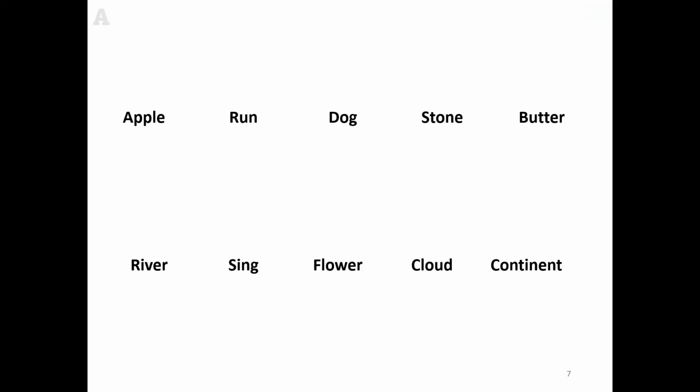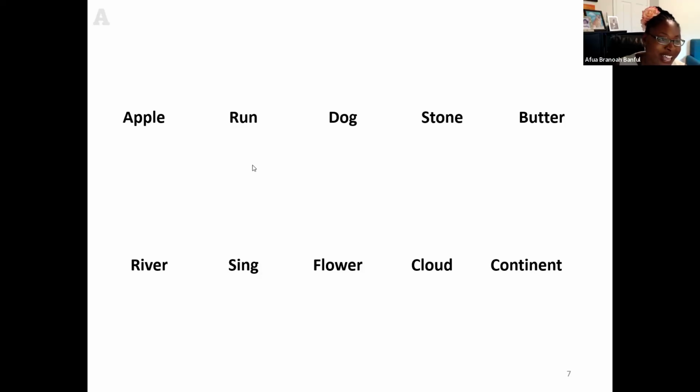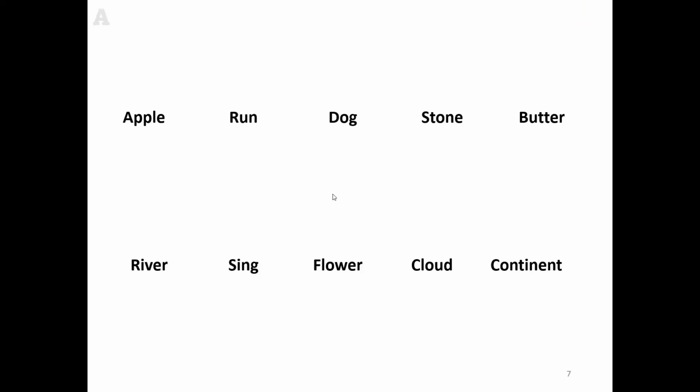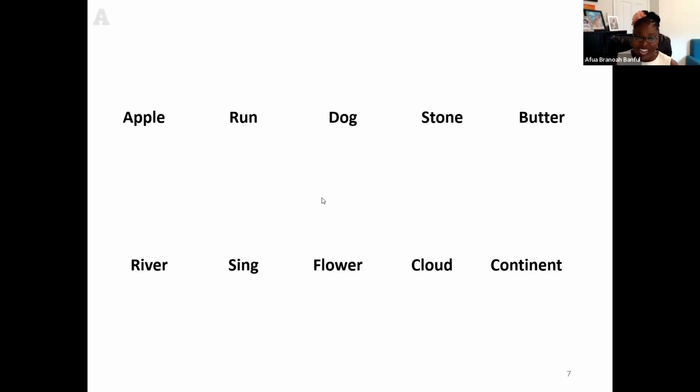Well, I just counted the words. I noticed it was 10 words, and I got the ones that stood out for me, such as run, apple, and dog. So that's three. That's a little bit more typical. And Alberta, how many did you get? I got 8.